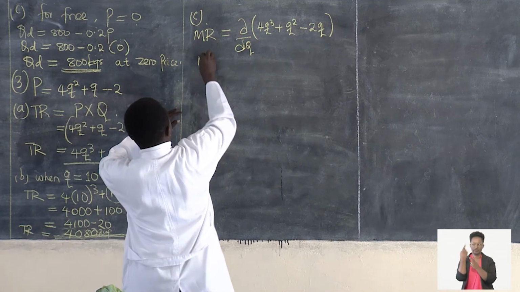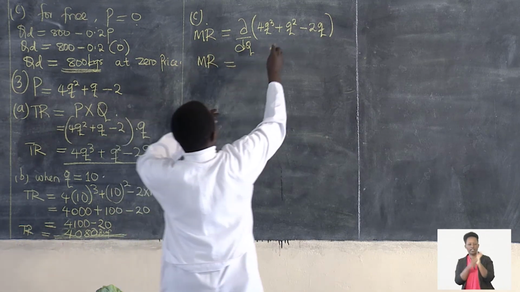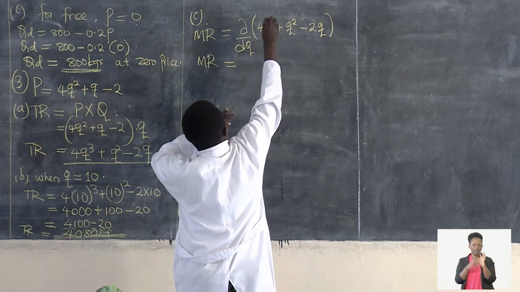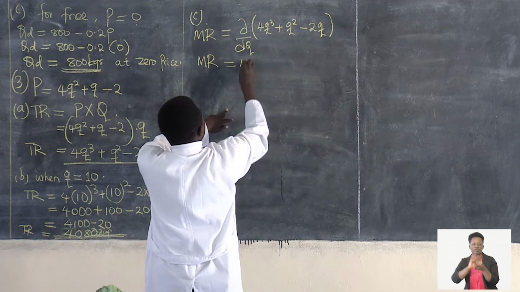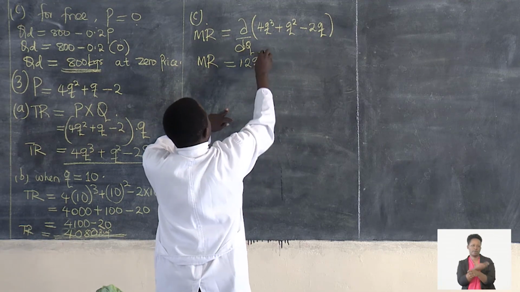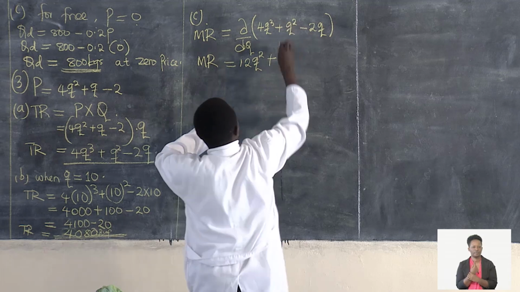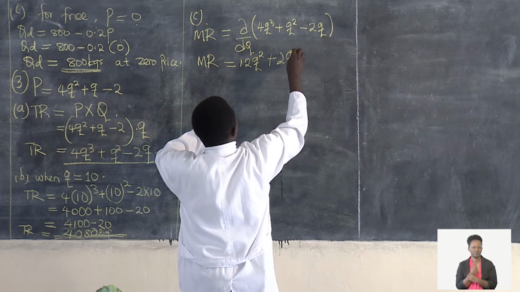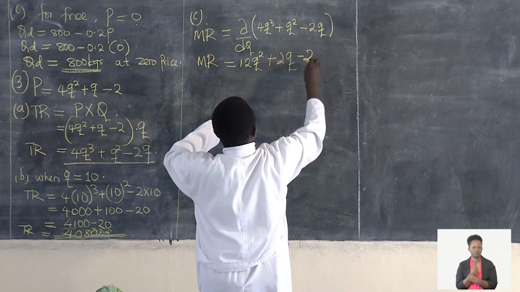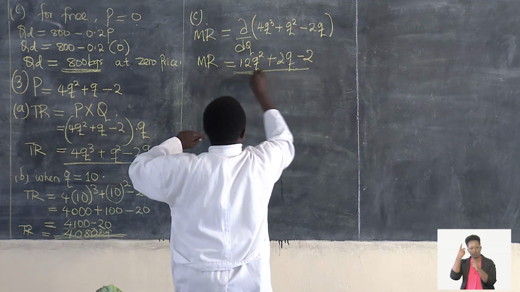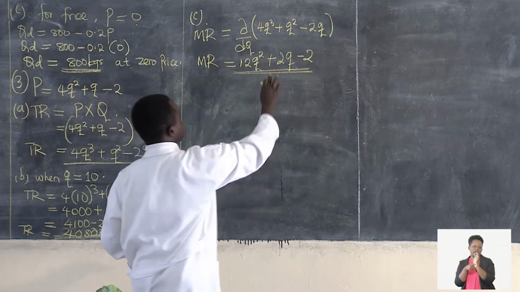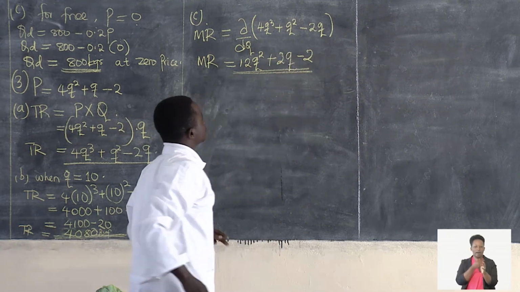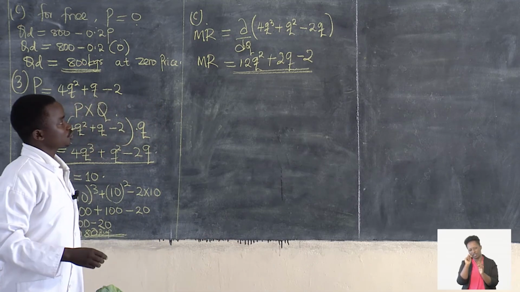So in this case, our marginal revenue function will be 3 comes here, then you reduce the power by 1. So that will be 12Q squared plus, when you differentiate this, you get 2Q, then minus 2. So this is our marginal revenue function, 12Q squared plus 2Q minus 2.